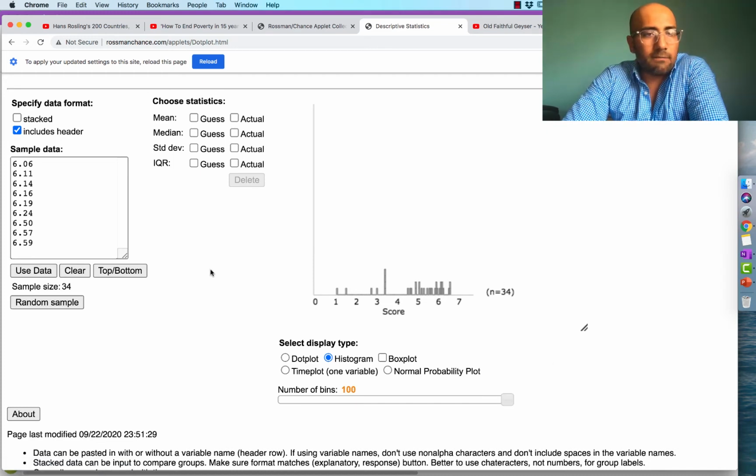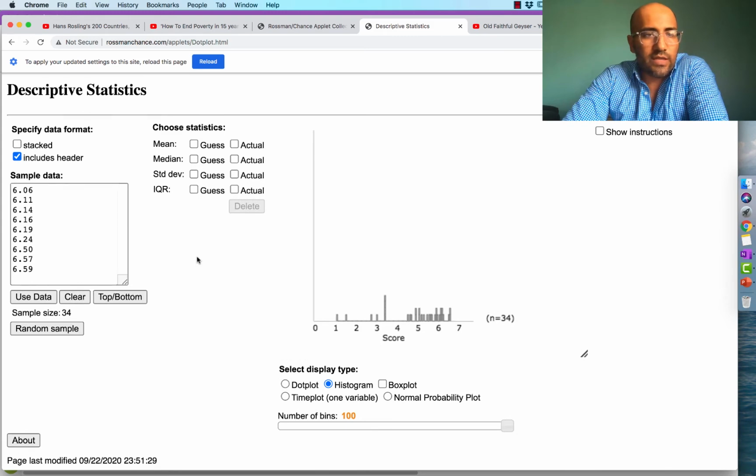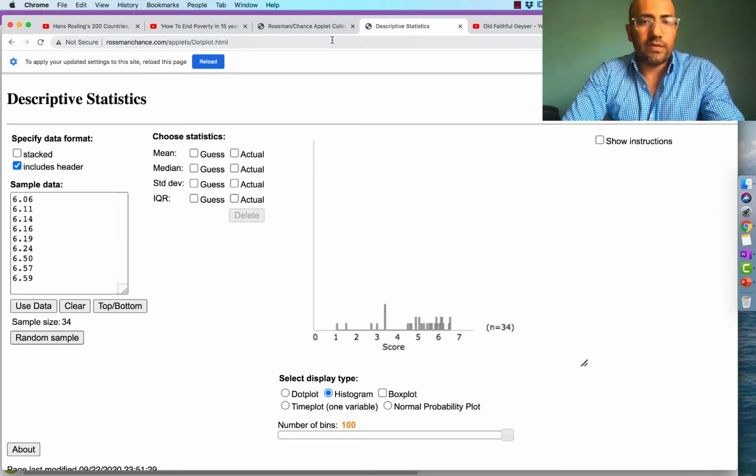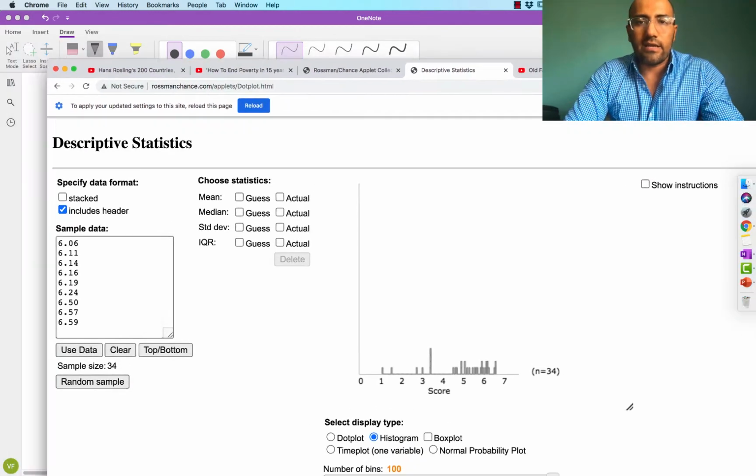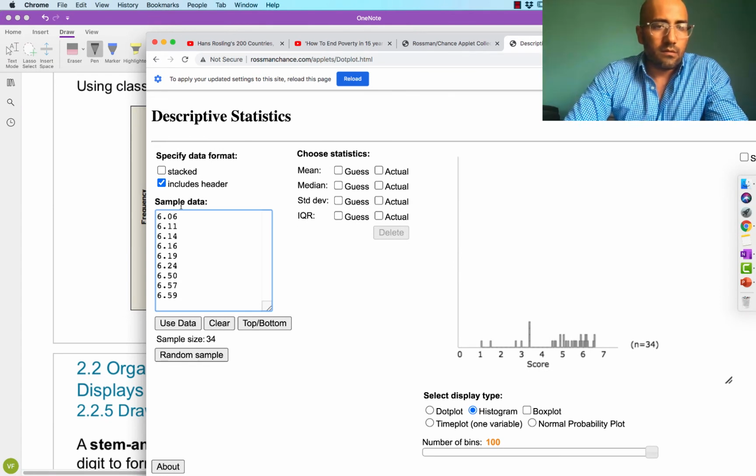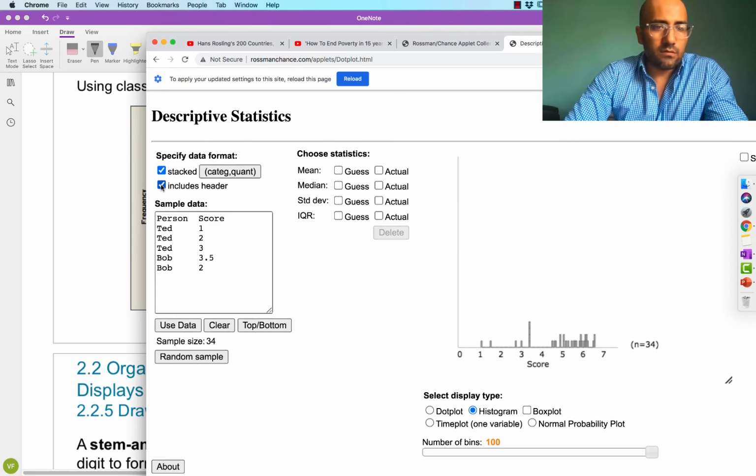strange data. Actually, I'm not really sure why it's doing that. Let's put in our own data.